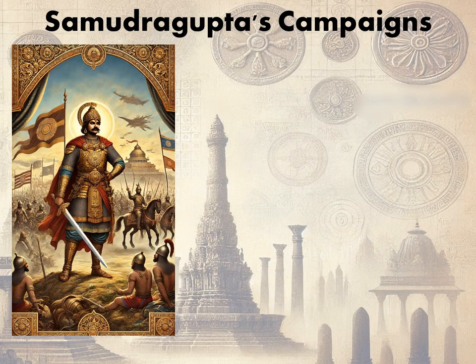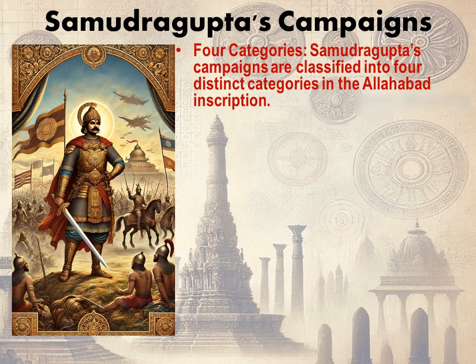Samudragupta's campaigns. Now we will go through the military campaigns of Emperor Samudragupta. Four categories of campaigns are there, meaning his military exploits can be classified under four distinct categories according to the Allahabad inscription. Now we will go through the four categories one by one.